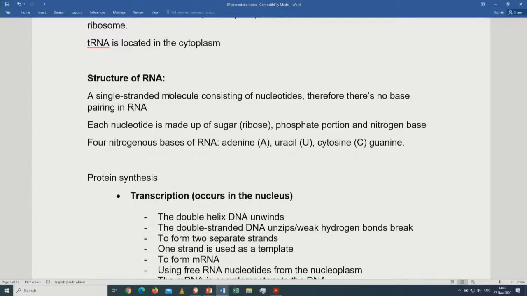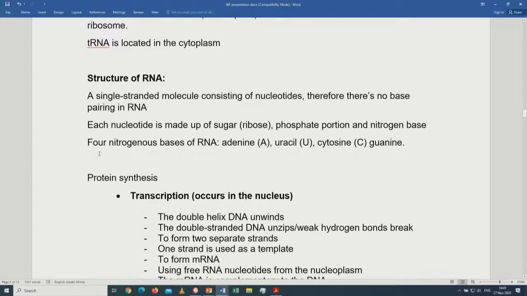We know that DNA is double-stranded and RNA is a single-stranded molecule. Each nucleotide is made up of a sugar. Now the sugar in RNA is ribose sugar, and we know that the sugar in DNA is deoxyribose sugar. Then a phosphate portion and a nitrogenous base. So the nucleotides of an RNA molecule consist of ribose sugar, a phosphate portion, and a nitrogen base.